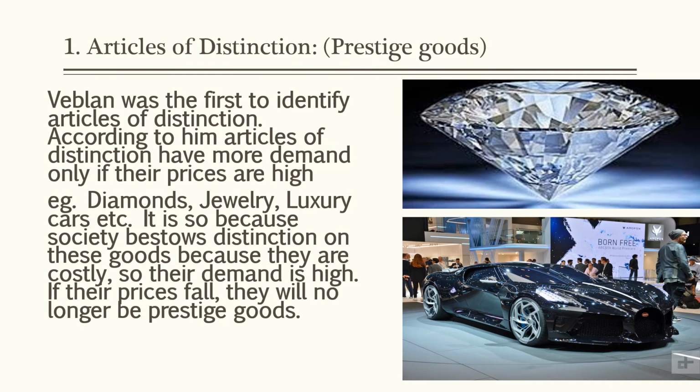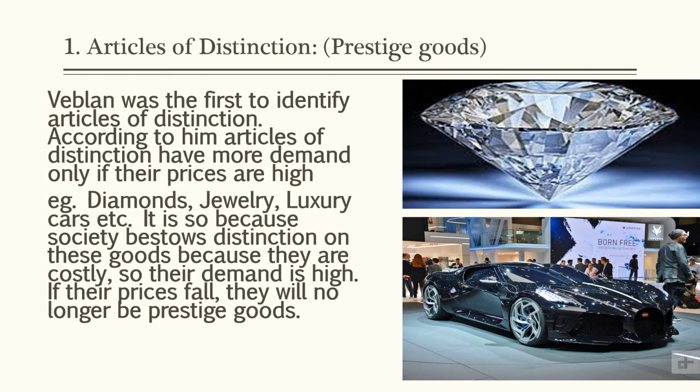The first exception to the law of demand is articles of distinction. They are also called prestige goods. An economist, Veblen, was the first to identify articles of distinction. According to him, articles of distinction have more demand only if their prices are high. Example, diamonds, jewelry, luxury cars, and so on.